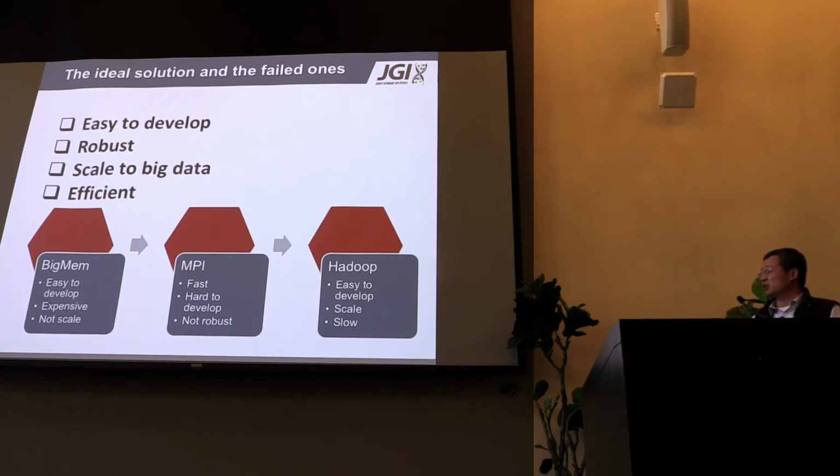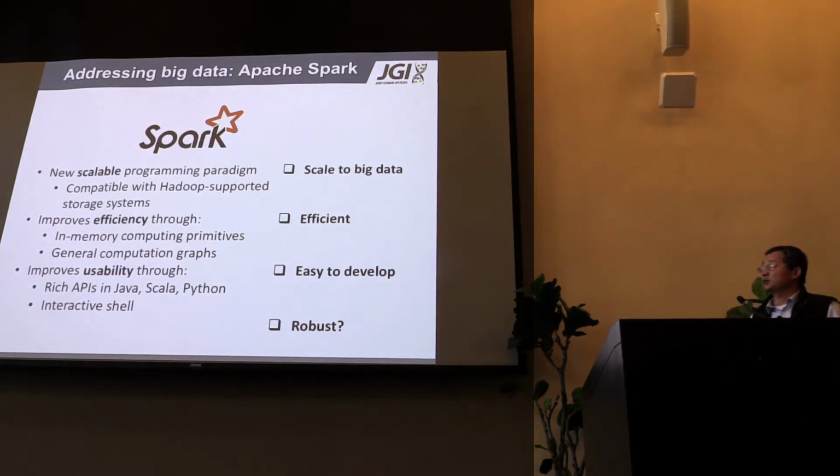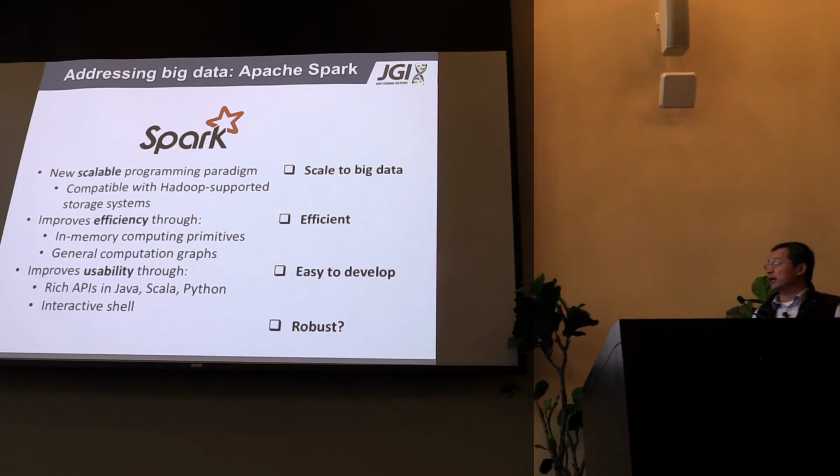Three or four years ago, we tried the Hadoop solution, and we really liked that we could scale up to one terabyte of data. But that solution is very slow, and if you run it on Amazon, it ends up costing a lot of money. A couple of years ago, we started to see Spark. I think probably everybody here knows Spark. This is a new scalable programming paradigm. It can scale to big data, and it's also much faster.